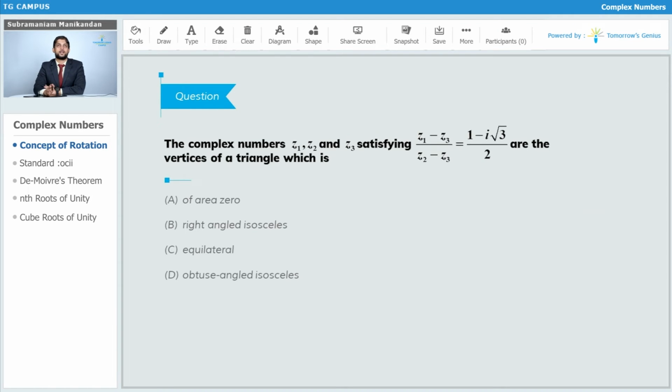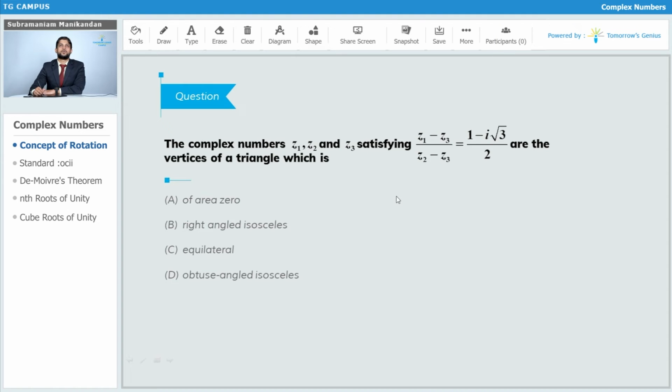The complex numbers z1, z2, and z3 satisfying the equation (z1 minus z3) by (z2 minus z3) is equal to (1 minus i root 3) by 2 are the vertices of which type of triangle? Is it a triangle of area 0, or isosceles triangle, equilateral triangle, or obtuse angle triangle?